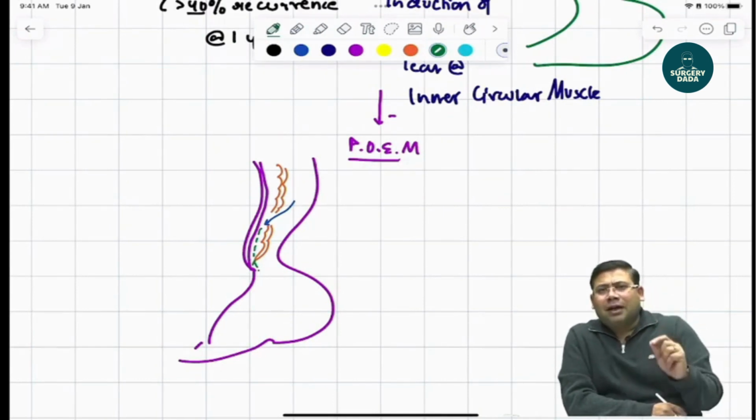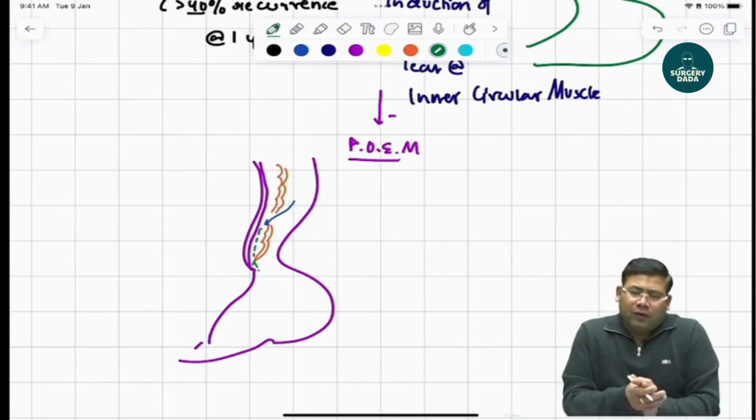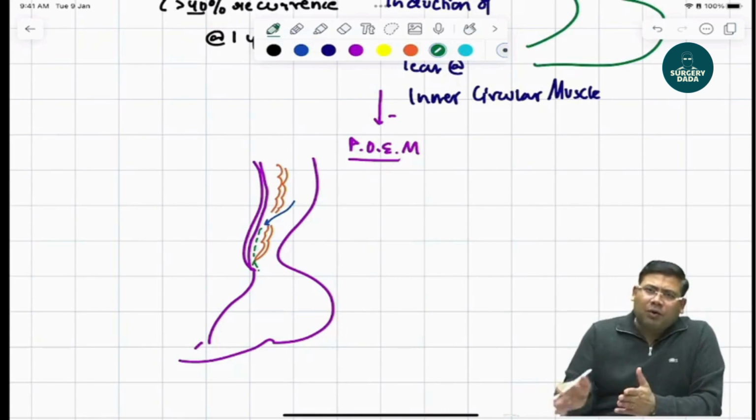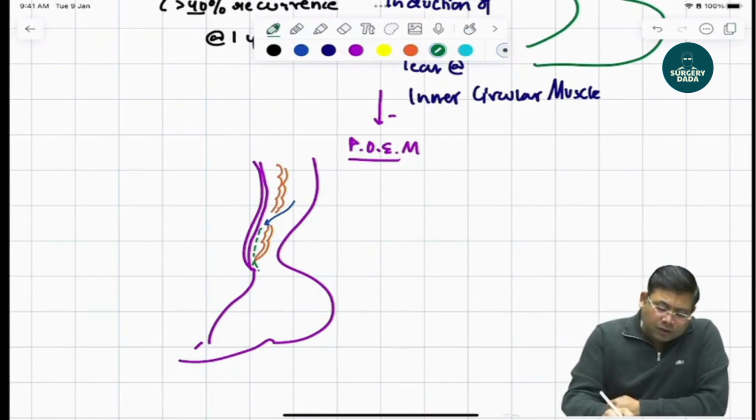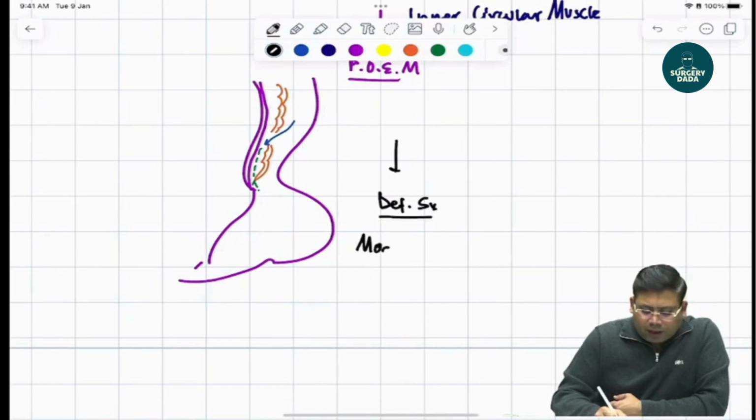The drawback is that there is nothing to prevent the reflux. Nowadays we have ESOFIX which can be complemented with this and reduces it. Since this is a rapid fire class, I will not go into much detail. And if it fails, then you will have to go for definitive surgery. And what is definitive surgery? That is modified Heller's myotomy.